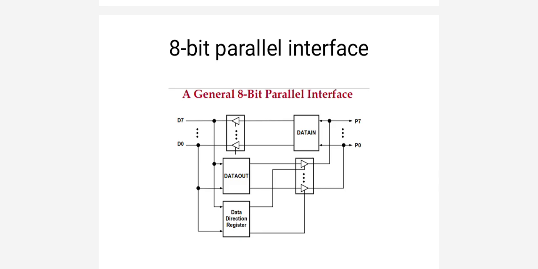So ഇതൊരു 8-bit parallel interface ആണ്. ഇതിലെ ഡാറ്റ ലൈൻ ആണ് D0 to D7, P0 to P7 എന്ന് പറയുന്നത്. ഡാറ്റ ലൈൻസിനെ റെപ്രസെന്റ് ചെയ്യുന്നു. ഇവിടെയും രണ്ട് രജിസ്റ്റേഴ്സ് ആണ് മെയിൻ ആയിട്ട് യൂസ് ചെയ്യുന്നത്, ഡാറ്റ ഇൻ രജിസ്റ്റർ ആൻഡ് ഡാറ്റ ഔട്ട് രജിസ്റ്റർ. ഡാറ്റ ഇൻ രജിസ്റ്റർ ഇൻപുട്ട് ഡാറ്റ സ്റ്റോർ ചെയ്യാനാണ്. ഡാറ്റ ഔട്ട് രജിസ്റ്റർ ഔട്ട്പുട്ട് ഡാറ്റ സ്റ്റോർ ചെയ്യാനാണ്. Besides these two, another register is there, that is data direction register DDR.